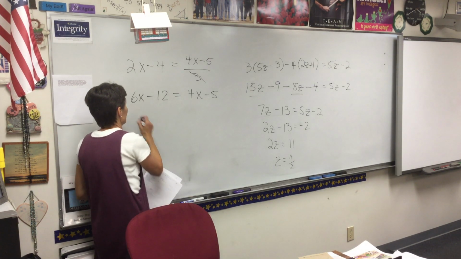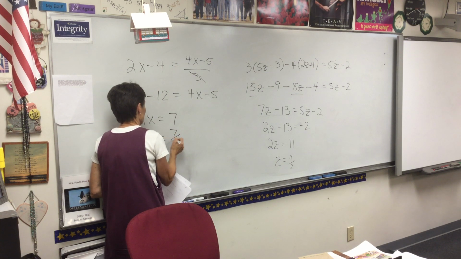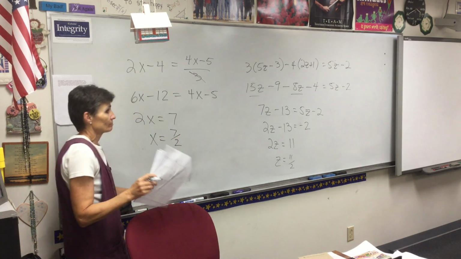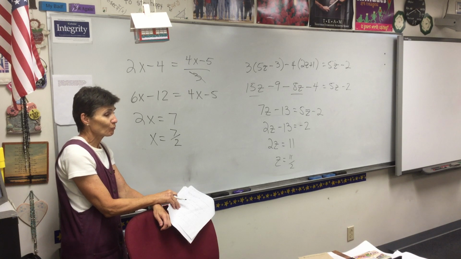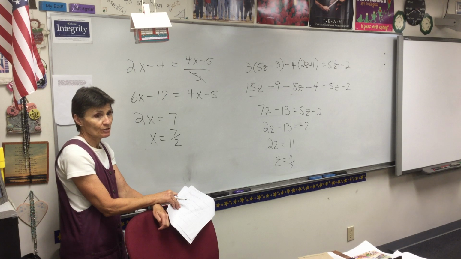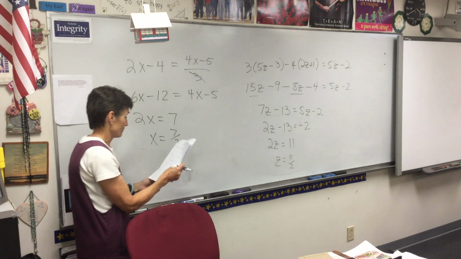And then 2x equal, I got 7 halves. Yep. Now again, as I go through, I'm writing down less and less. Write down as much as you need to. Write down as many steps as you need to keep yourself organized.